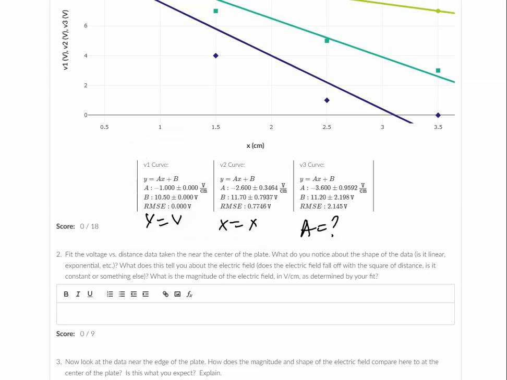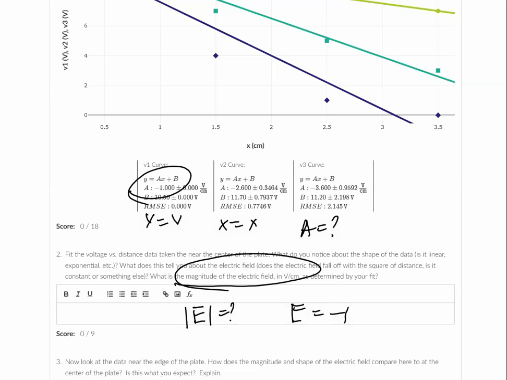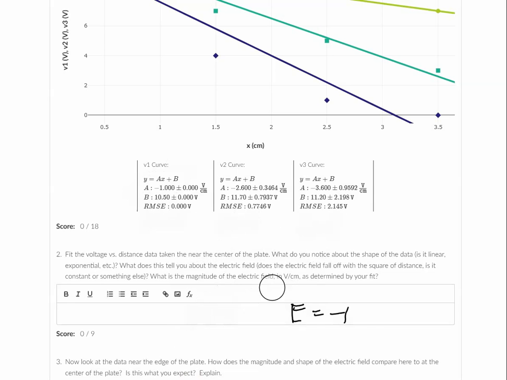Many students didn't even ask this question. You need to calculate the magnitude of electric field. And you just write, for example, E equals -1. First of all, magnitude cannot be negative. So if you don't pay attention to the question you need to answer, that's not good.